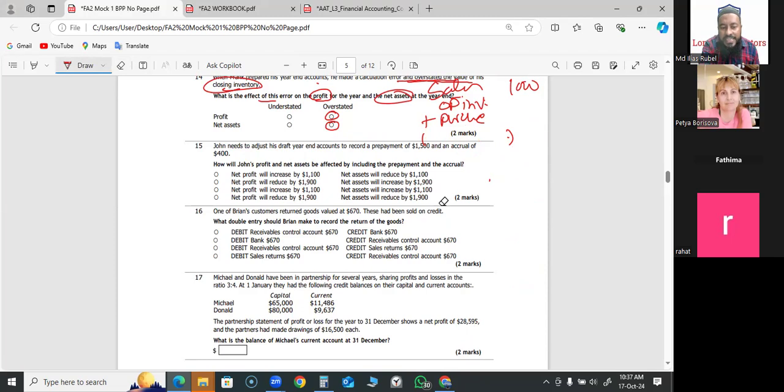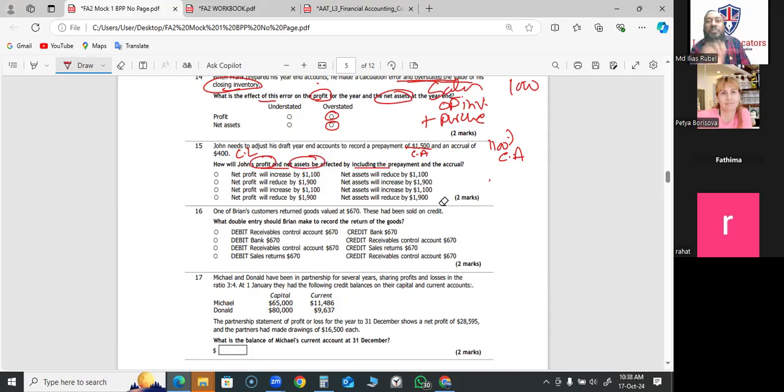John needs to adjust his draft year-end accounts to record a prepayment. Another accruals and prepayment question coming in. 1,500 and an accrual of 400. Do you agree prepayment is a current asset? Prepayment of expenses, yeah? Prepayment is a current asset. Accruals is a current liability. Even if we do set off, we still have 1,100 prepayment. Do you agree? Yeah, 1,100 current asset. Okay, what is the question? How will John's profit and net assets, two things again, profit and net assets affected?